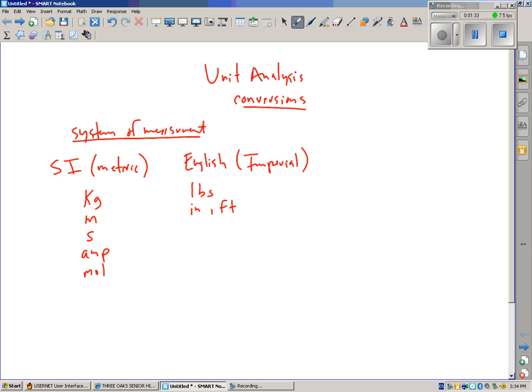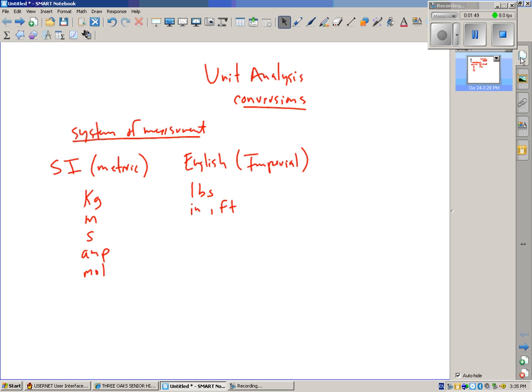So really, when you get down to it, there's only six basically fundamental units, they're called, and everything else comes from that. So you just need to know your units when you do unit analysis. So what is unit analysis? Well, we'll keep going with that.